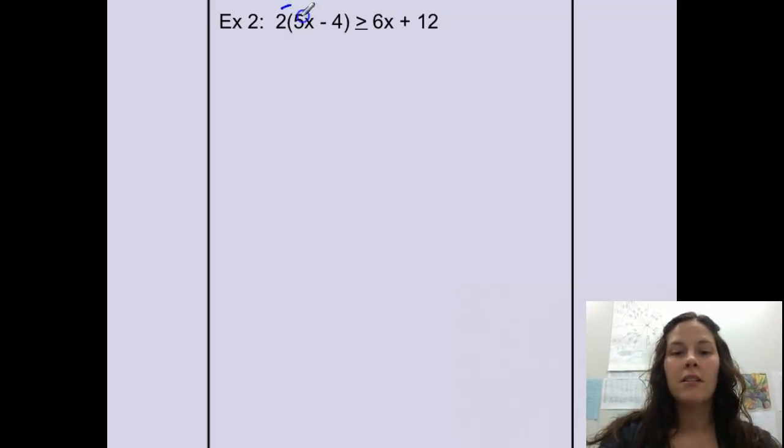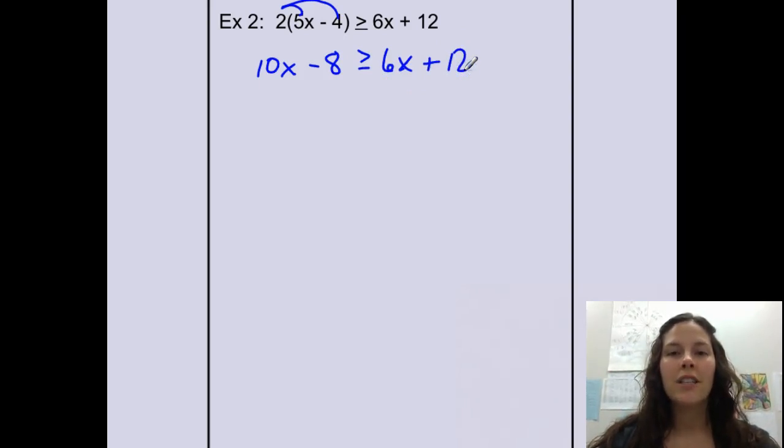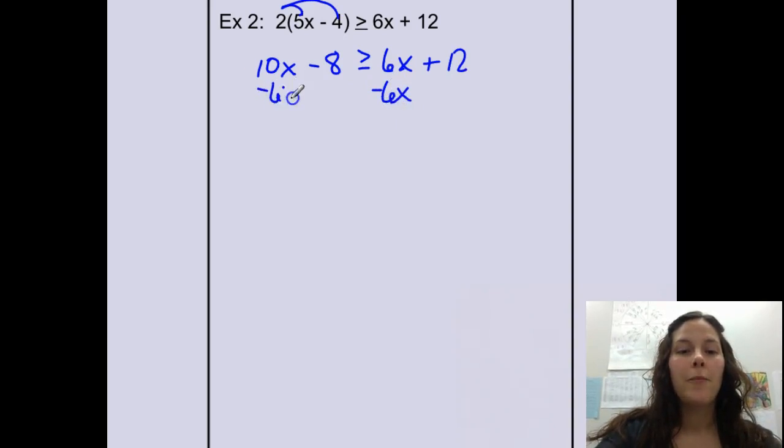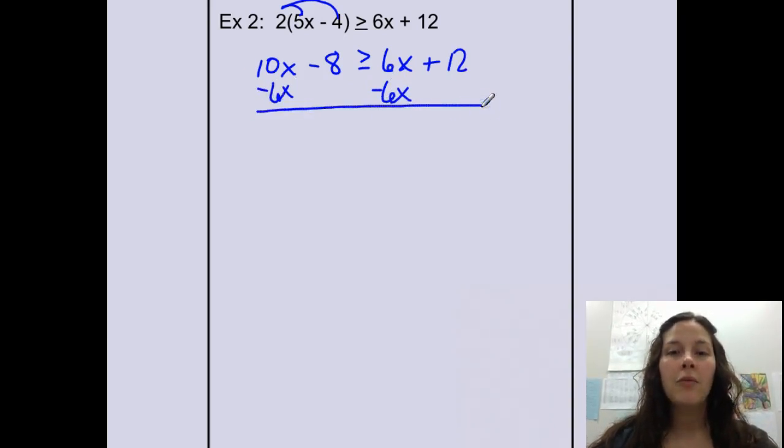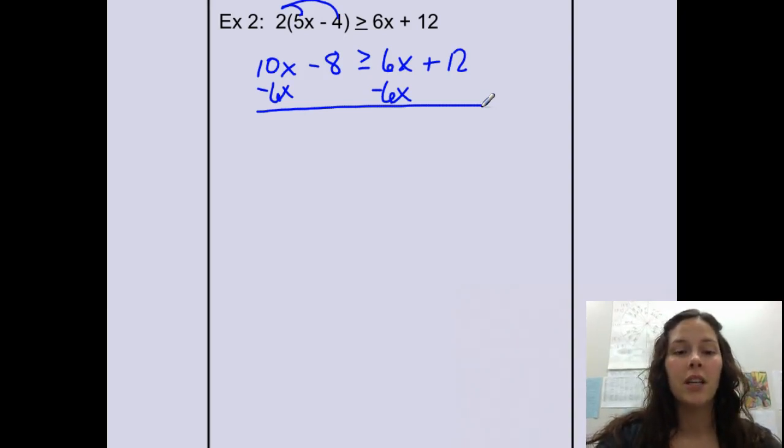Same process, distributing our 2 on this one before we combine any like terms we might have. We have 10x minus 8 is greater than or equal to 6x plus 12. Whenever I have variables on both sides of the equal sign, I like to get those together first before I get my regular numbers together, and I always move the one with the smaller coefficient. It's helpful to do that with equations. With inequalities, it's really, really helpful because then you will always end up with a positive coefficient and you won't have to keep track of your negative sign and flipping the inequality.